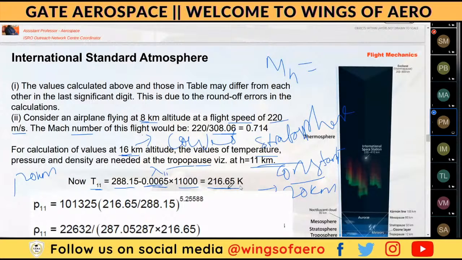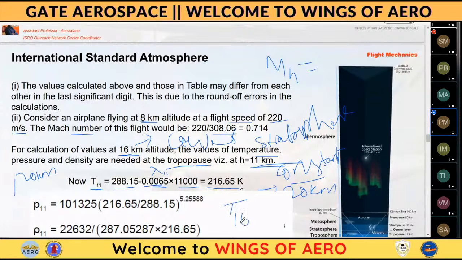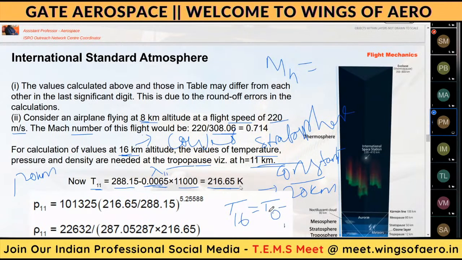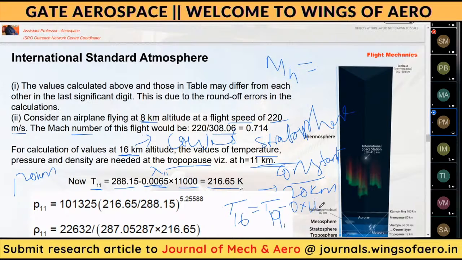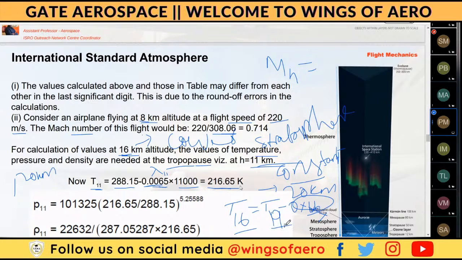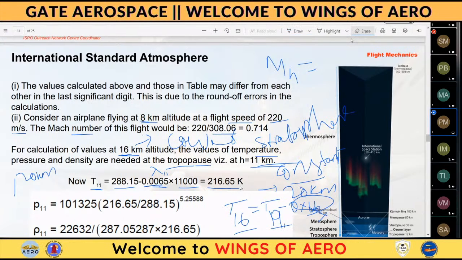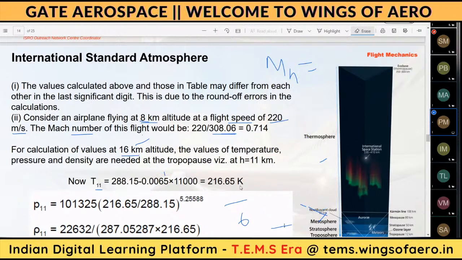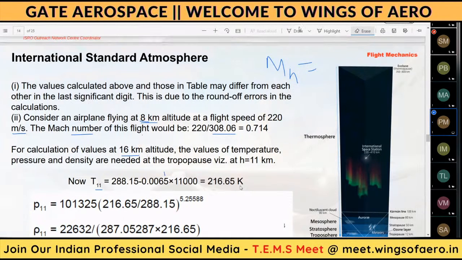216.65 Kelvin. So now if I want to calculate the temperature at 16 kilometer, it is T naught minus, instead of T naught, I have to use T11. T11 minus 0 into altitude 16. So 0 into any altitude will be 0. So the temperature at 16 will be equal to the temperature at 11. So the same temperature is going to be used for 16 kilometer also.